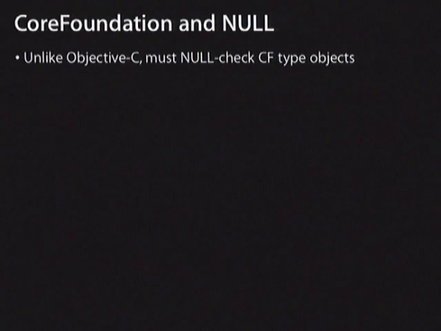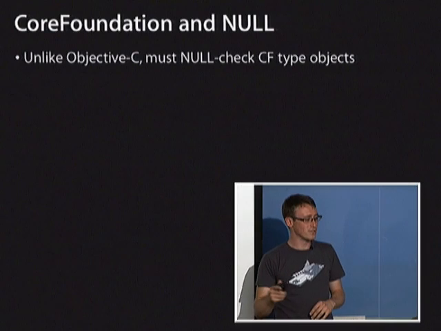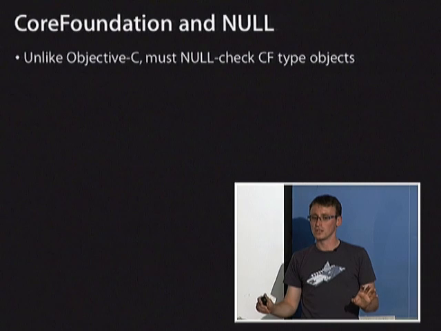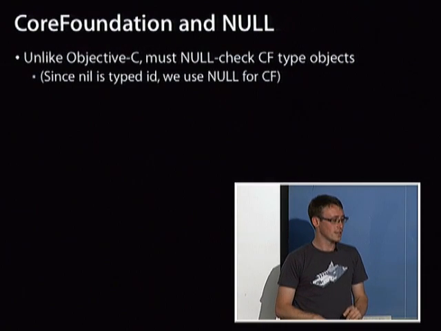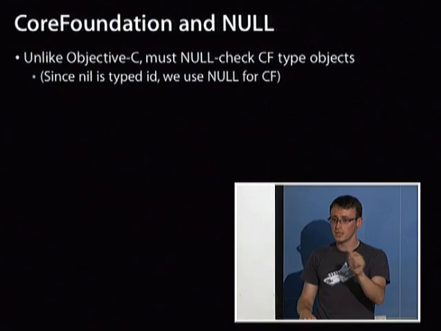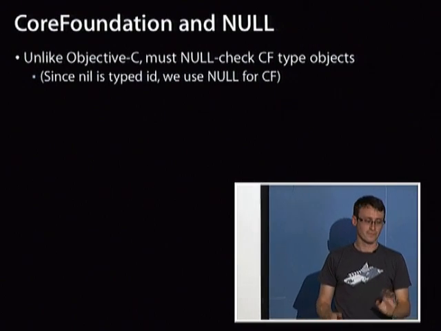All right. So Core Foundation and null. There's one thing that's a little different between Foundation and Core Foundation. It's null. None of the CF functions check for null. So do not pass null to any of the CF functions. That means if you do pass CFRetain null, we'll crash immediately. You'll know very quickly.